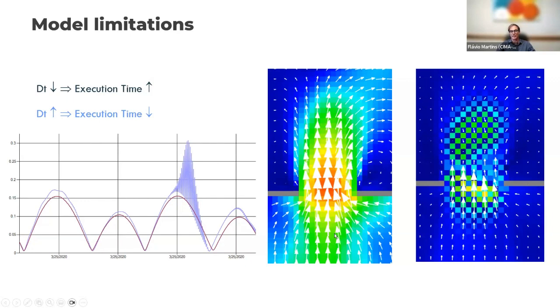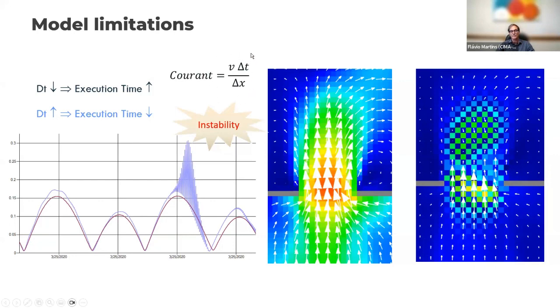Instead of this nice flow of tide entering the system, you get crazy values that have nothing to do with reality. When this happens, this is one of the model limitations. We say the model entered into instability. It's a mathematical problem with the equations of the model. And this instability is controlled by this number.